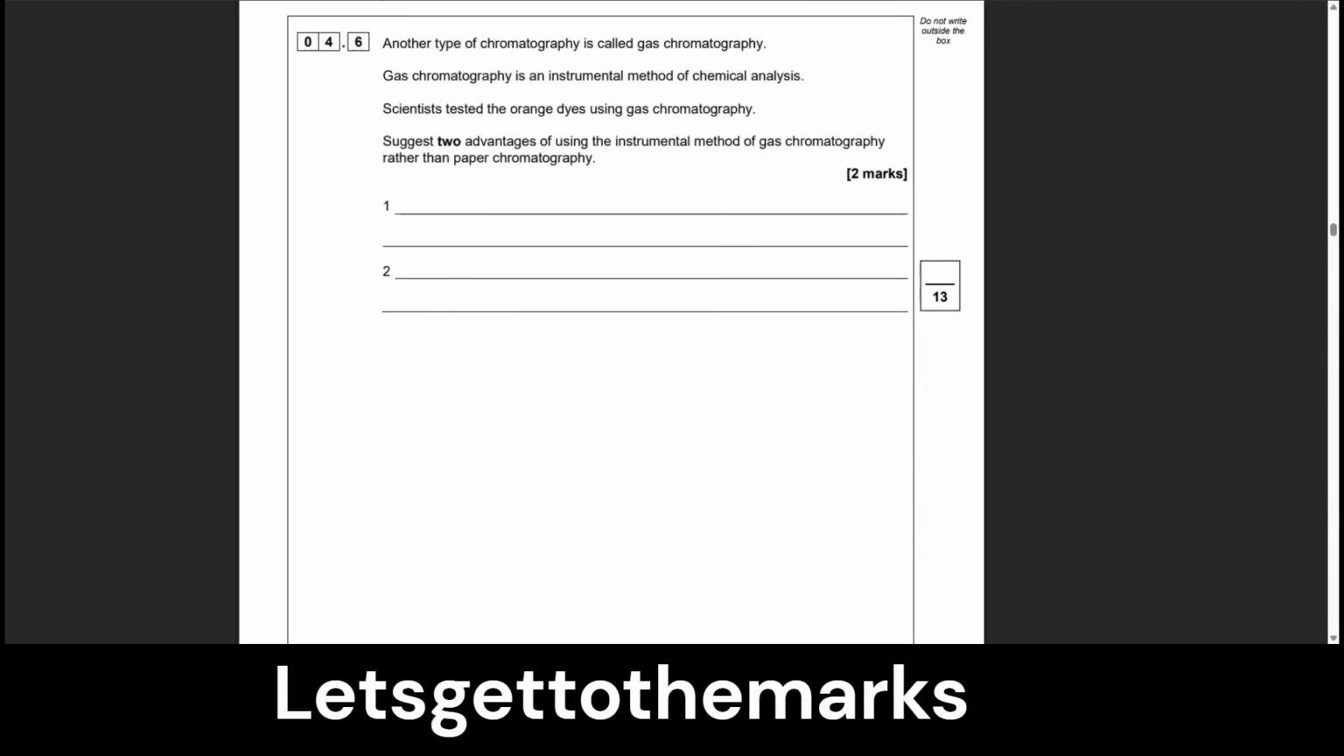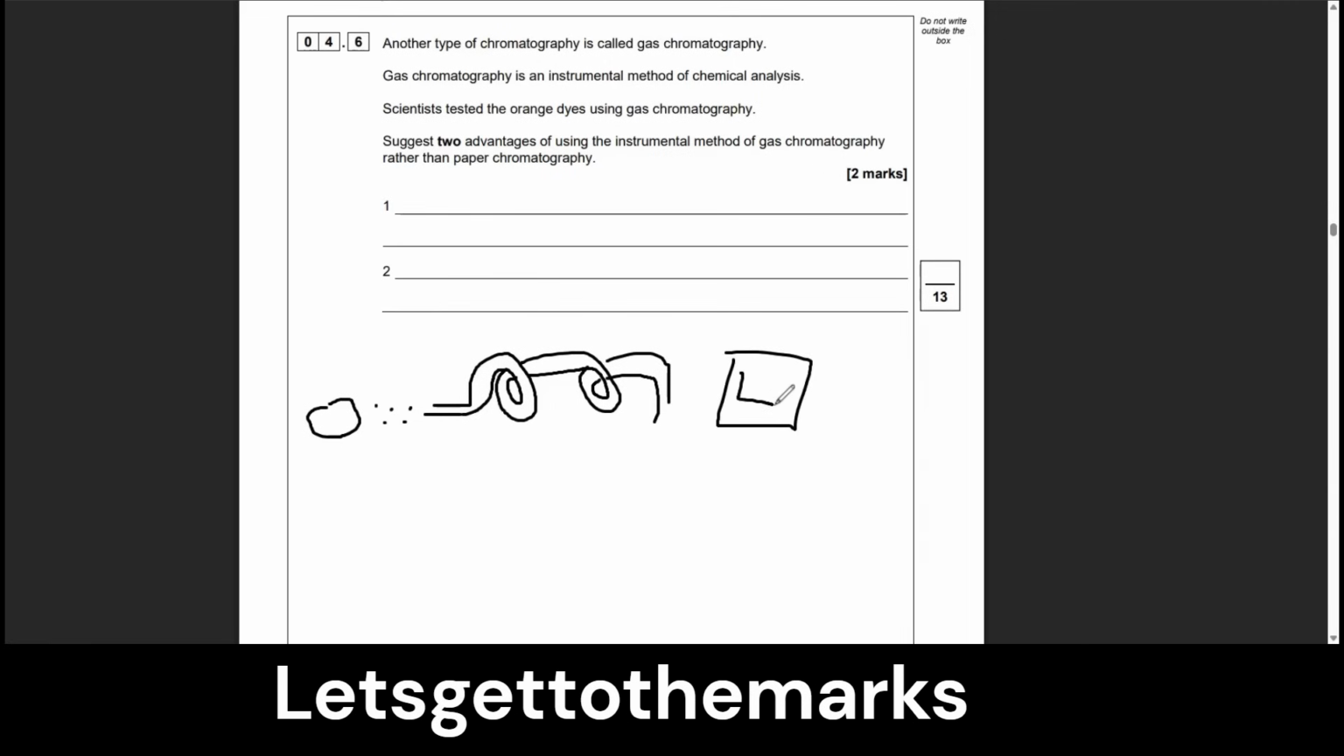Okay, so gas chromatography is a little bit different. What we do is vaporize the liquid dye into a gas. It's then passed through a tube which is filled with gel. This tube is filled with gel, and then we time how long it takes for the substance, our gas, to come out. Different gases will move at different speeds or rates through the stationary phase.